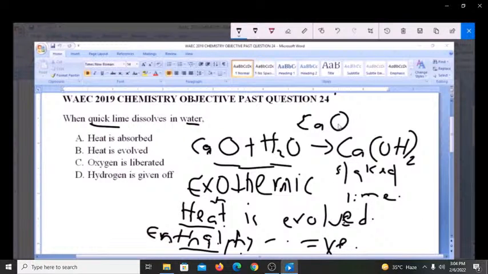So from this analysis, when quicklime dissolves in water, it gives slaked lime, and we have established that the reaction is exothermic. Hence, the answer is B, which is heat is evolved.